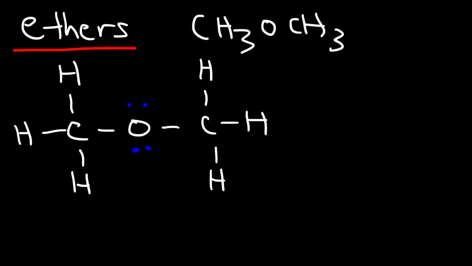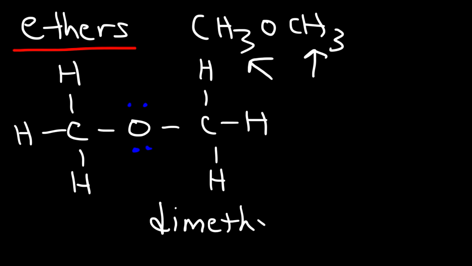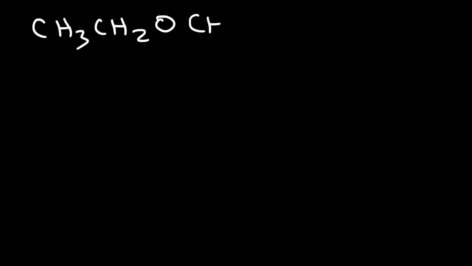Now, to name it, we're going to use the common name first. On the left side, we have a methyl group, and on the right side, we have a methyl group. And since we have 2 methyl groups on this ether, we can call it dimethyl ether. Di means 2. Now, what about this particular ether? What is the common name for it? CH3CH2OCH3. Let's not worry about the Lewis structure for this example.